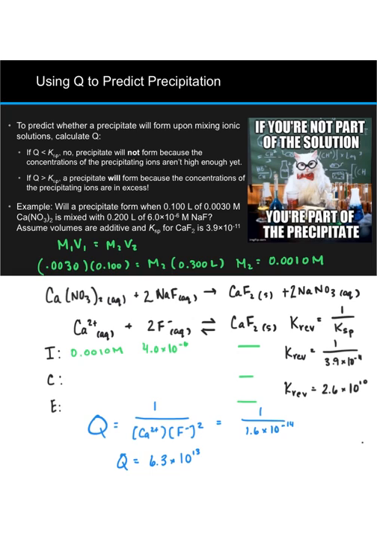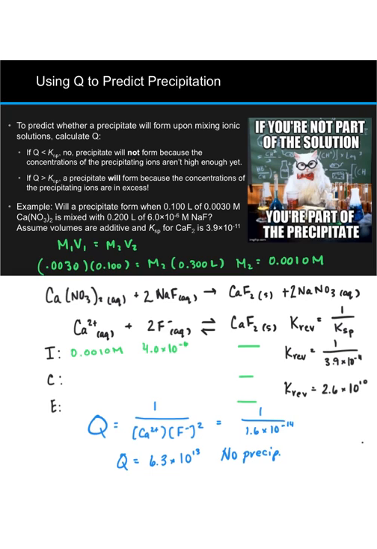Because Q is large, that means that we have too many products and not enough reactants. Remember, if a reaction quotient is big, that means that products outweigh our reactants. Therefore, no more products would form, and therefore no precipitate would form.